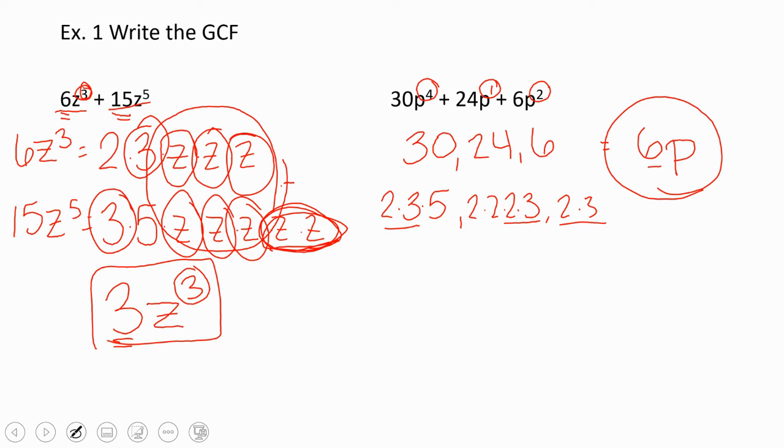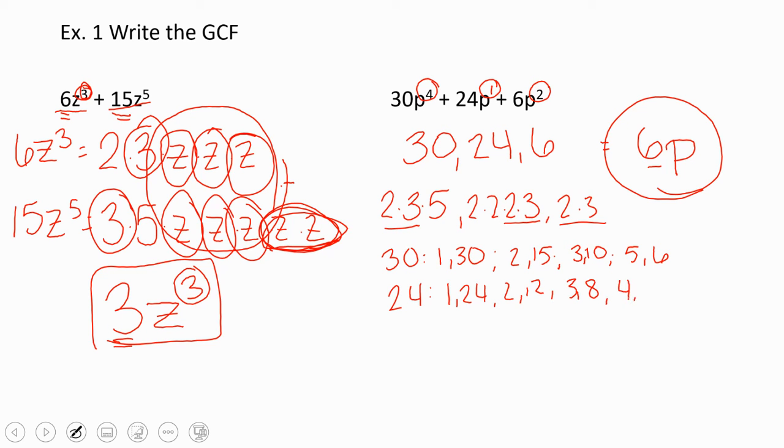Another option is to list out all of the factors. This one's a little bit more time consuming, so I'm not going to do it all the way. 30 is 1 times 30, 2 times 15, 3 times 10, 5 times 6. Okay, 24, 1 and 24, 2 and 12, right? You would keep going, and you would realize that the largest factor that they all have in common is 6. All right, so that's your other option.